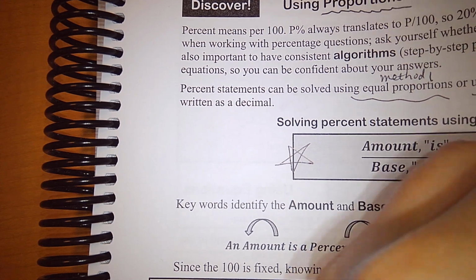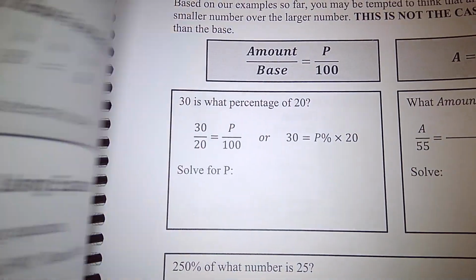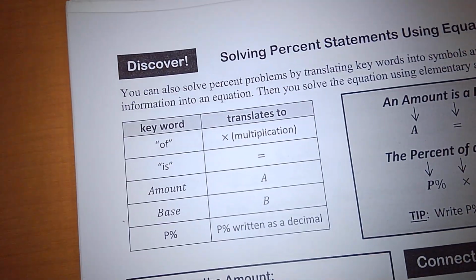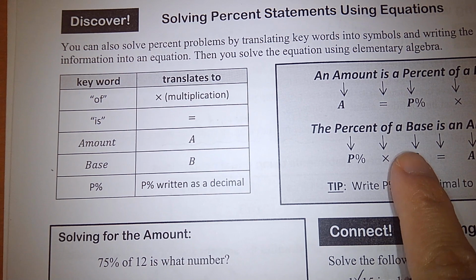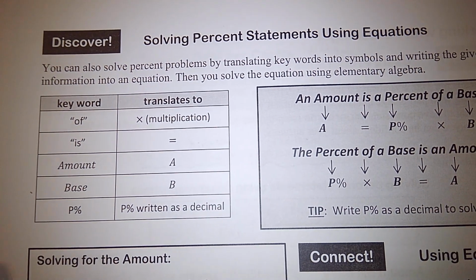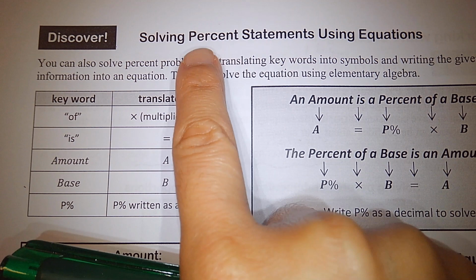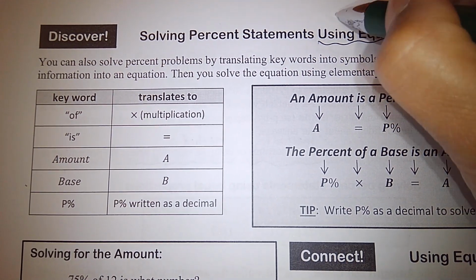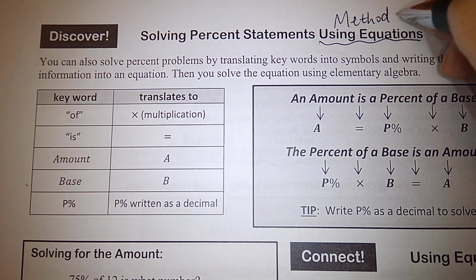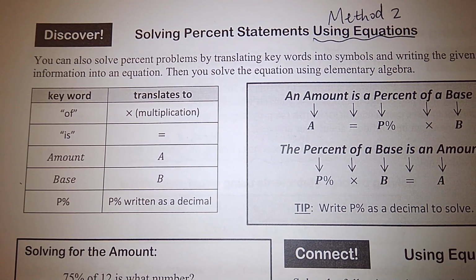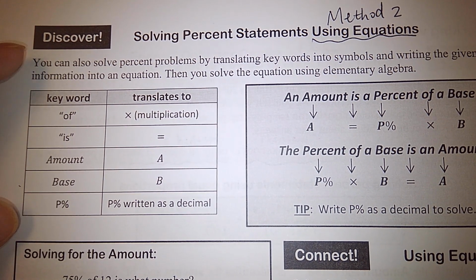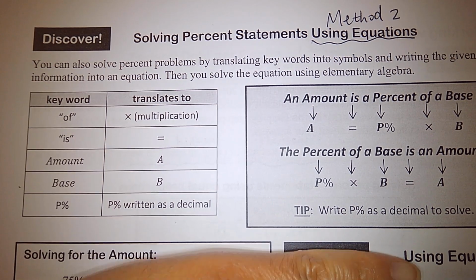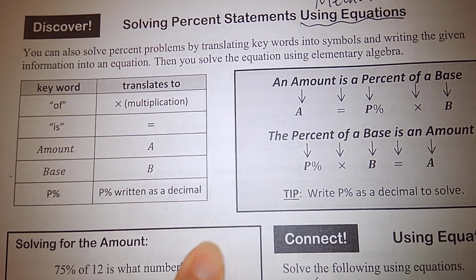Now let's turn to page 46. Oh, I was wrong. I said something wrong. The second method is on page 46, not on page 47, okay? So to solve the percent problem, we can also use a second method called what? Equation method. Method 2, okay?